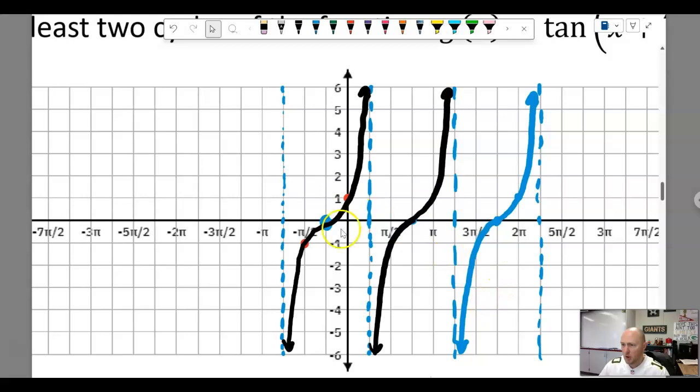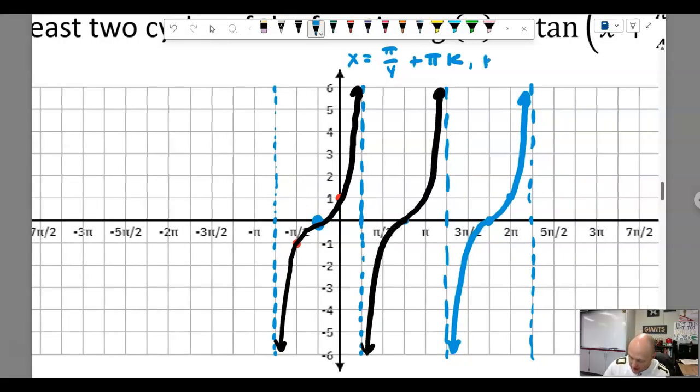Okay. So here are asymptotes, right? We have asymptotes at x equals pi/4 plus every pi times k, where k is an integer. K is an integer.